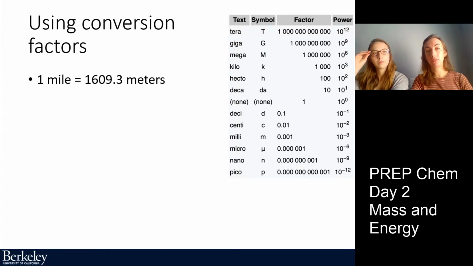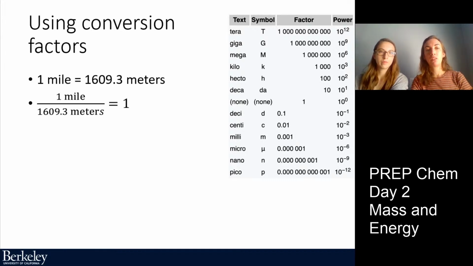So in order to use conversion factors, for example, the conversion factor that 1 mile equals 1609.3 meters, what we can do is divide both sides by 1609.3 meters. Sorry, there's a lot of background noise, I hope you can still hear me. That's going to equal 1. So for exactly the same reason that 2 divided by 2 equals 1, if you have two things that are equivalent on the top and bottom of your fraction, you're going to get 1.